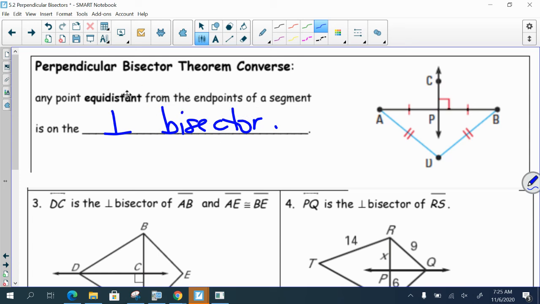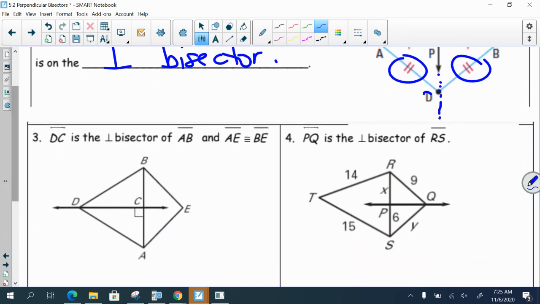This says that if any point is equidistant, say point D here, if D is equidistant from A and B, so the same distance, then it must lie on this perpendicular bisector. So we know that CP is a perpendicular bisector to AP, but we don't know that D is on this line unless we know that these two markings are congruent. So we would then know, confirmed, that D is in fact on that perpendicular bisector.